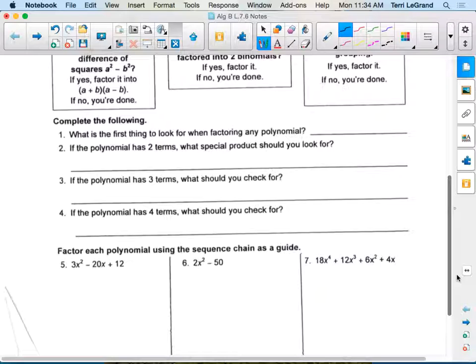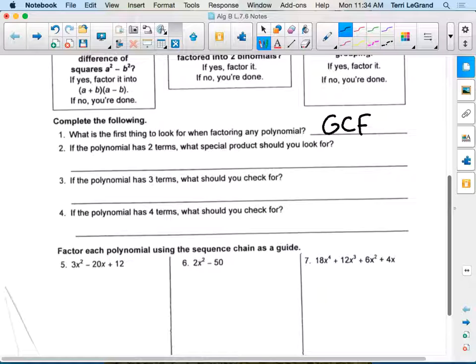So what's the first thing we're going to look for when factoring a polynomial? The GCF. We're going to see, does it have a GCF? That needs to be our first thought process. Can I GCF this polynomial? After we do that, if the polynomial that we have, that's not a monomial GCF, has 2 terms, what special product are we going to look for? What's that called?